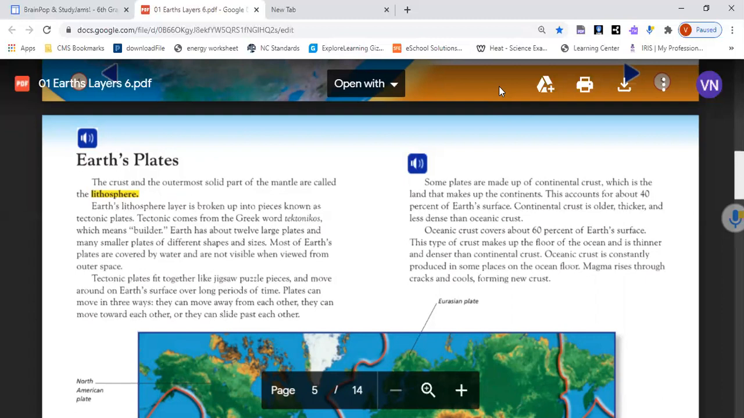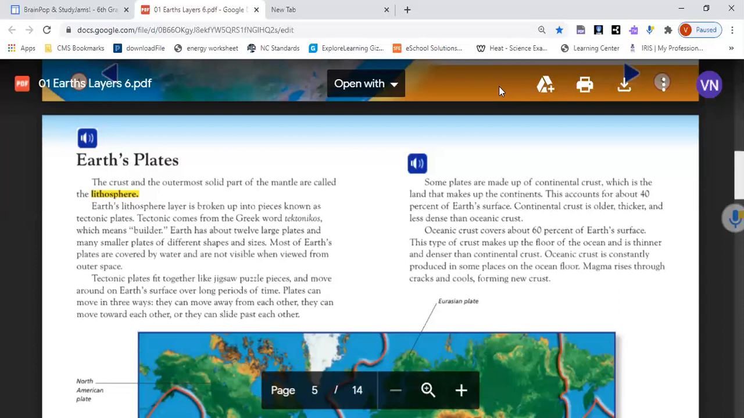The crust and the outermost solid part of the mantle are called the lithosphere. Earth's lithosphere layer is broken into pieces known as tectonic plates. So tectonic plates are, again, layers of the earth that are broken down into plates. The word tectonic comes from a Greek word, tektonikos, which means builder. Again, that is good to know.